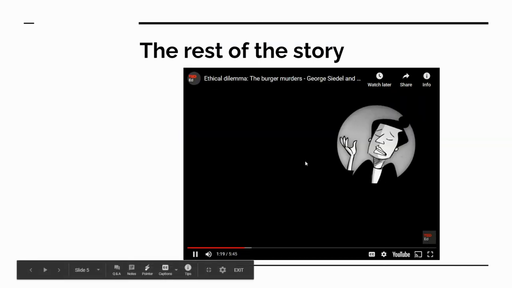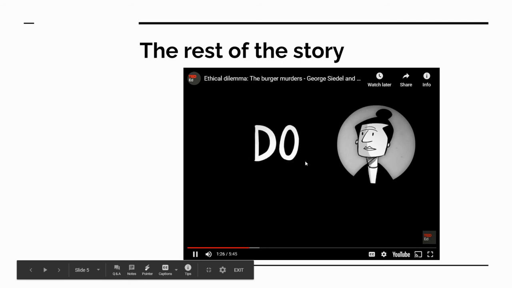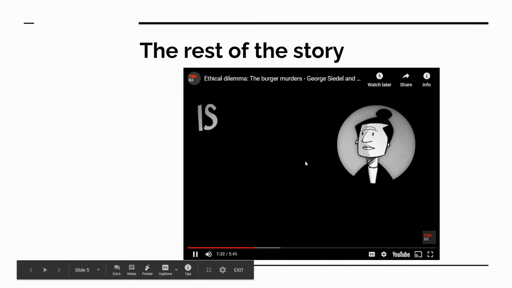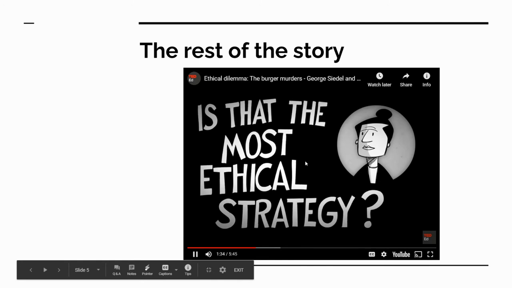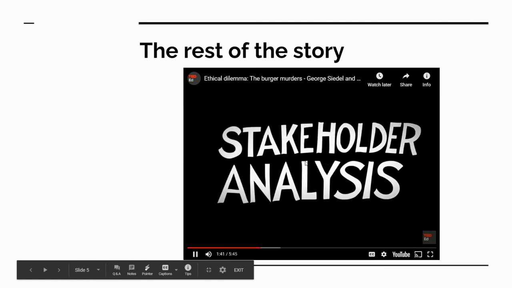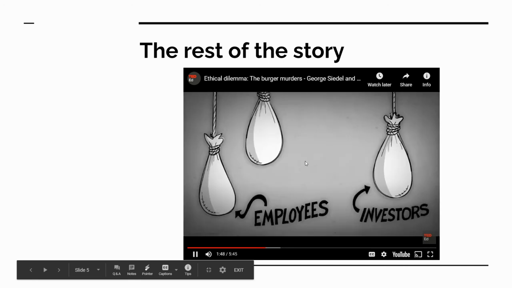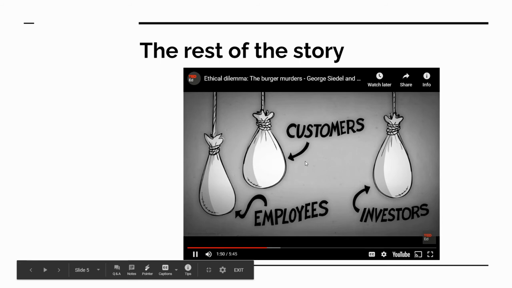Explains that a recall is not required by law because the criminal is fully responsible. She recommends the first option, doing nothing, because recalling the product could look like an admission of fault. But is that the most ethical strategy? To gauge the ethicality of each choice, you could perform a stakeholder analysis. This would allow you to weigh the interests of some key stakeholders, investors, employees, and customers against one another.